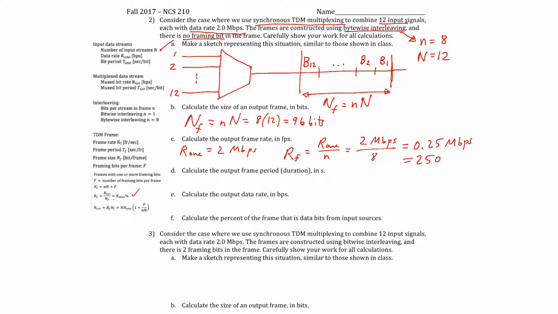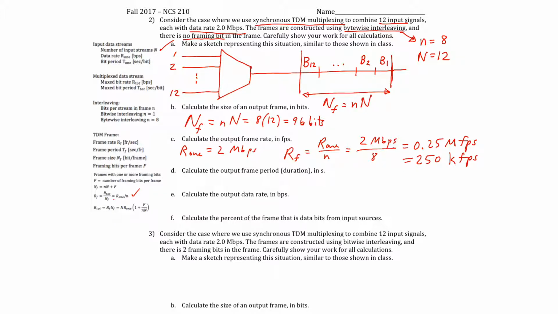Now this, I'm writing a little bit fast here, is mega frames per second now. Right? I divided bits per second by bits per frame, and I get frames per second. And 0.25 mega is 250 kiloframes per second. Okay?